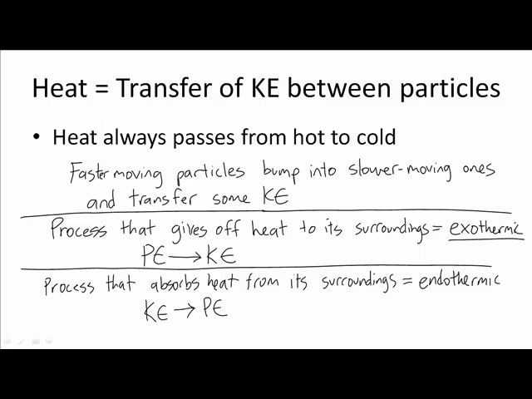So an example of something that's exothermic would be anything burning. When you burn something, you're taking the potential energy that's contained in that substance, that chemical potential energy, and you're releasing it as heat. You're heating up its surroundings. So you're turning potential into kinetic. That's exothermic. So burning would be an example.